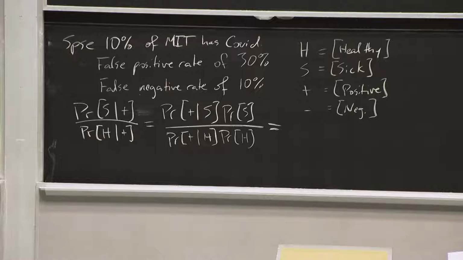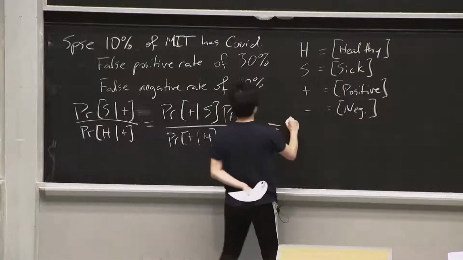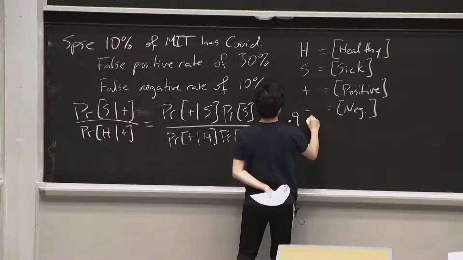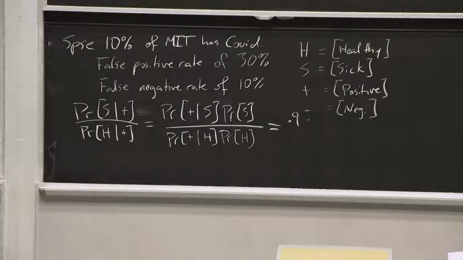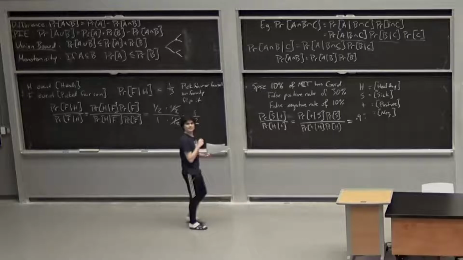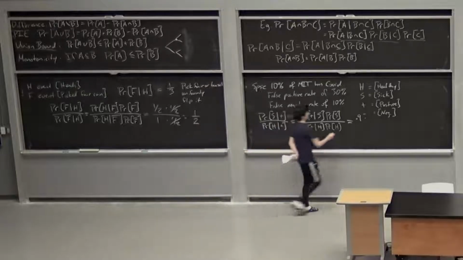What's the probability of plus given that I'm sick? Yeah, 90%. So let's write that as 0.9. What's the prior probability that I'm sick? 10%.